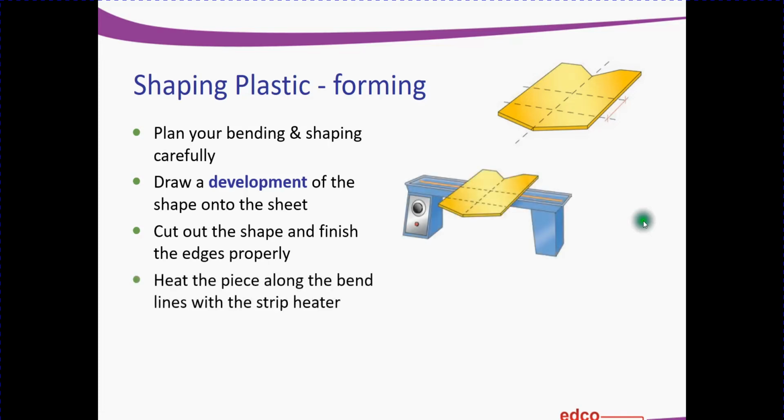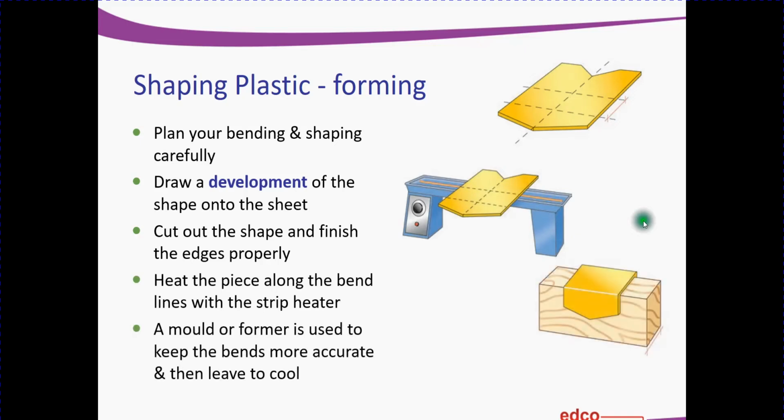Next, we put the piece of Perspex or plastic on the strip heater, and then we heat it up and bend it into shape. The piece that you bend it around is known as the former. The former can be at 90 degrees like the example here, or it can be at an angle. So if you want to bend a piece of plastic at an angle of 60 degrees, you need to have a former made at an angle of 60 degrees. But this is how you bend and form plastic into different shapes.